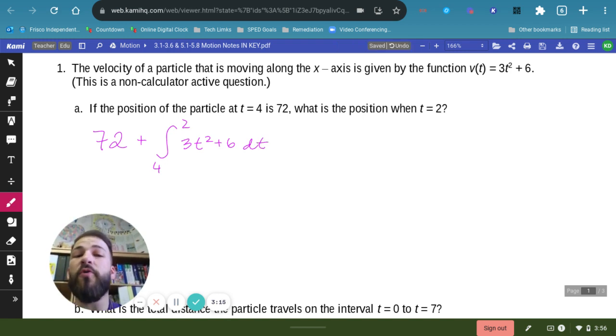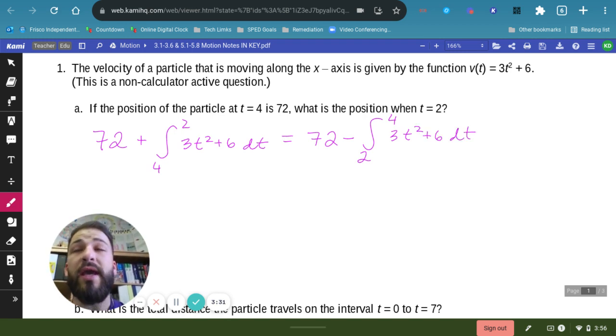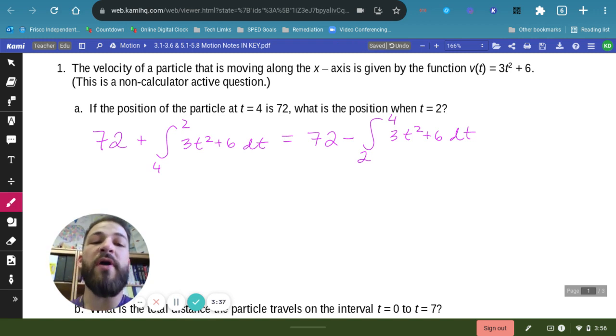Okay, now before I can move forward, there's something you probably noticed. Right now our integral is going backwards, so we have to use our integral property to change this to 72 minus the integral from 2 to 4 of 3t squared plus 6 dt. Okay, and that makes sense. If I'm starting at 72 and I'm trying to go backwards in time from 4 to 2, I probably want to take away any distance traveled that occurred from 2 to 4.